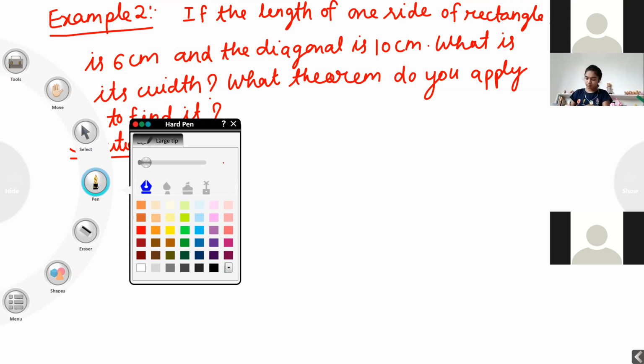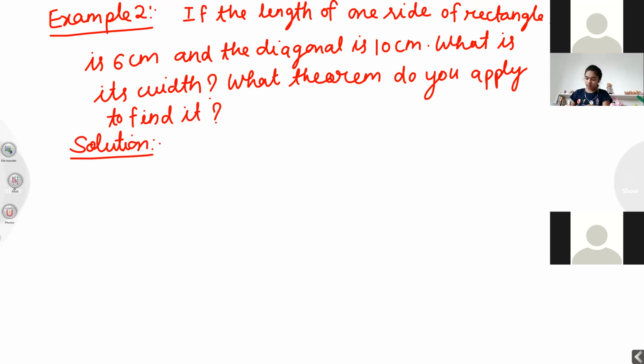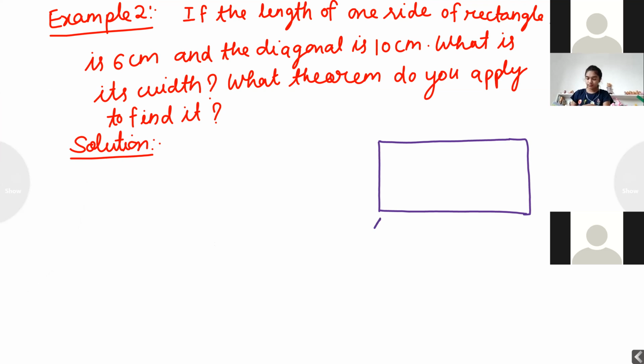First, we will read this question very carefully. If the length of one side of a rectangle, firstly, I want to draw one rectangle. This is rectangle ABCD. First, listen, students, don't write, listen carefully.